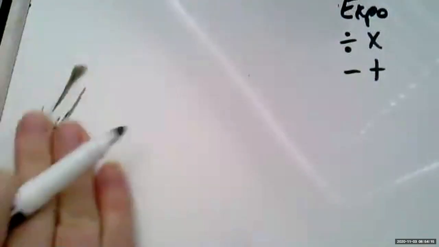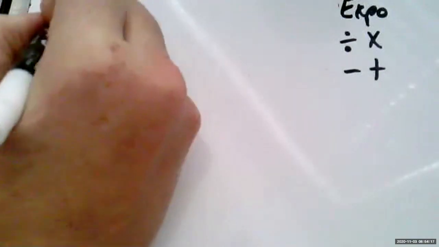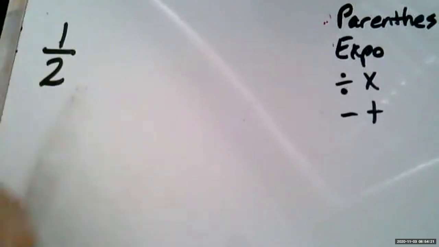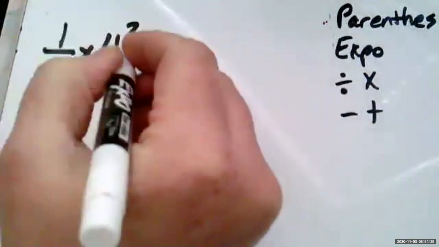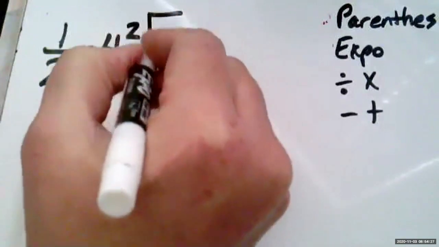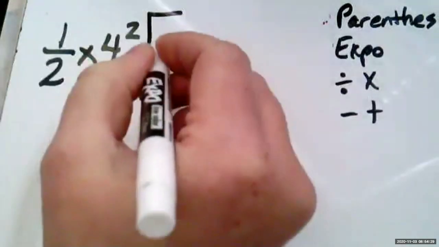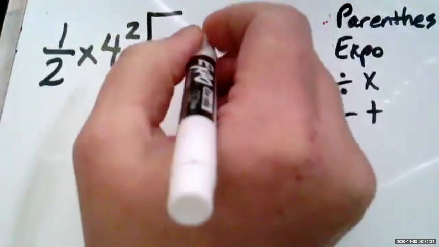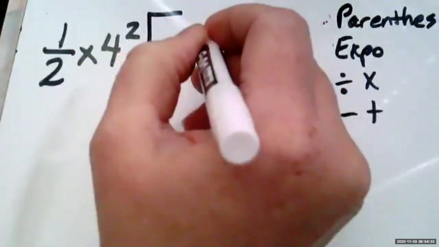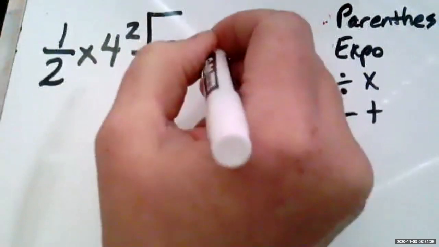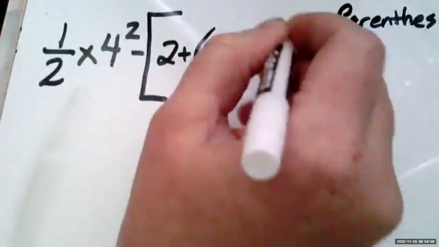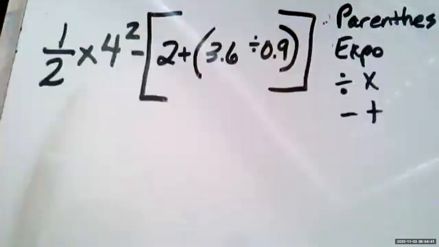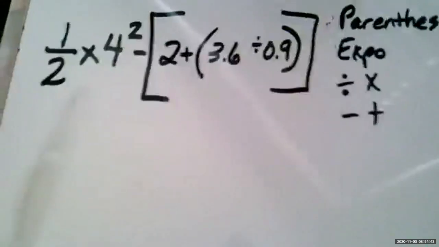1/2. Oh, let me write higher. I need more space. 1/2. There we go. 1/2 times 4 to the 2nd power minus, ooh, here's something new, a bracket, and then a 2 plus parentheses, 3.6 divided by 0.9, close parentheses, and close your bracket. Okay.